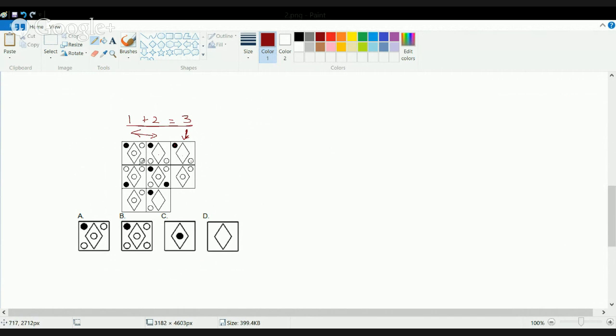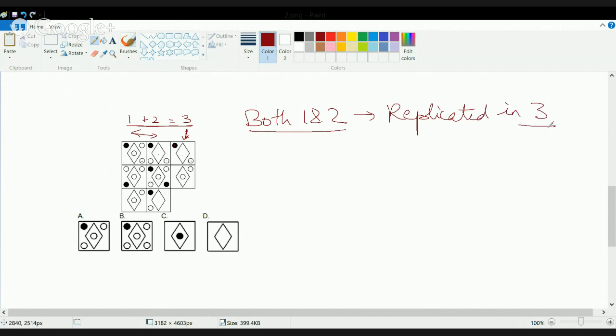So whatever thing is in both 1 and 2 is replicated in figure 3. Okay. So let's see the next example. Next row. So you have this, so this is replicated. Okay. And both of them should be in the same color, because as you can see, you have a black dot here and a white dot here, but that is not replicated because the colors are different. But again, the center circle is replicated because they are of the same color.